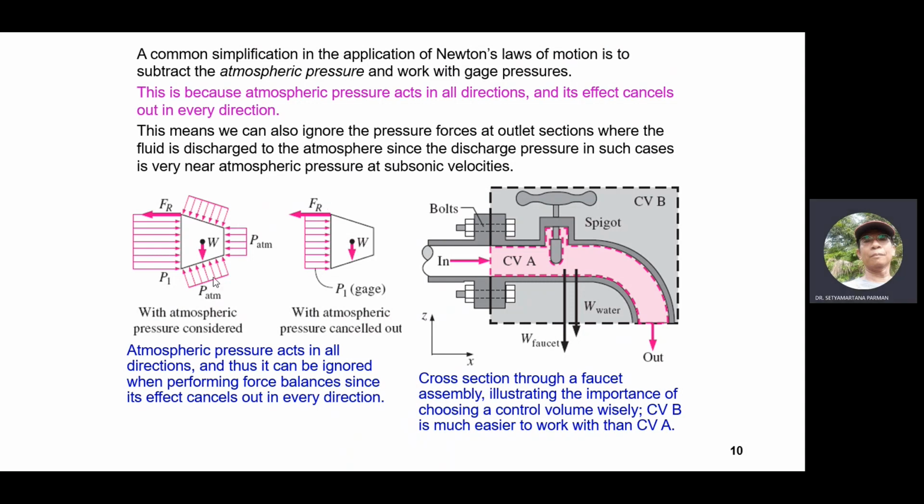So here we can see atmospheric pressure acts in all directions. If we have the ship here, atmospheric pressure acts in all directions, and thus it can be ignored when performing force balances, since its effect cancels out in every direction.